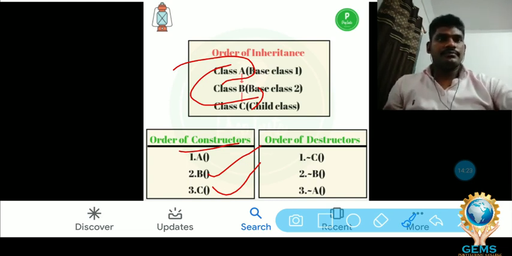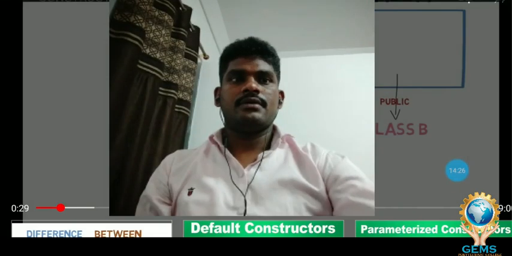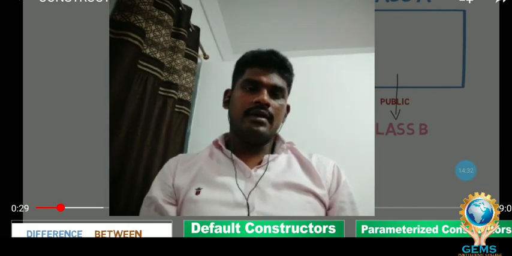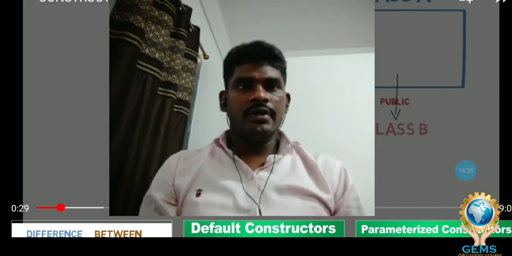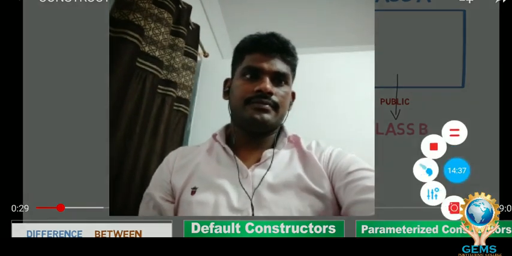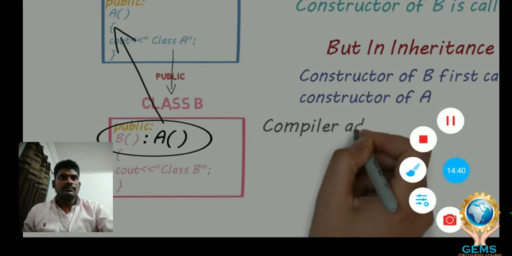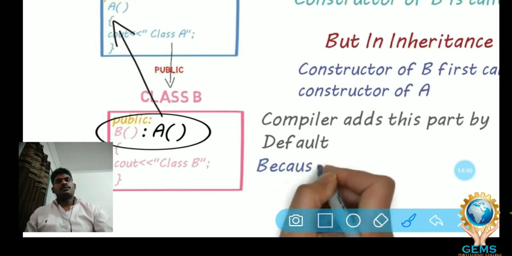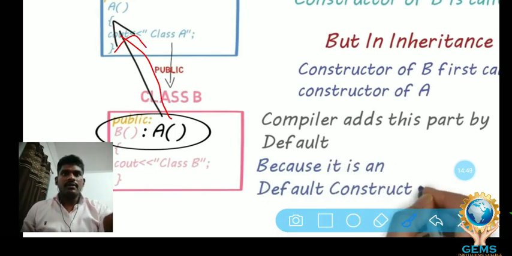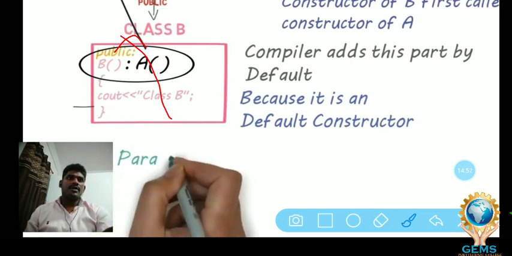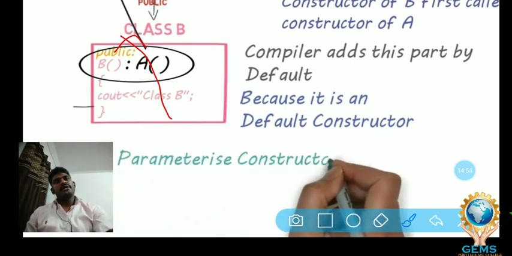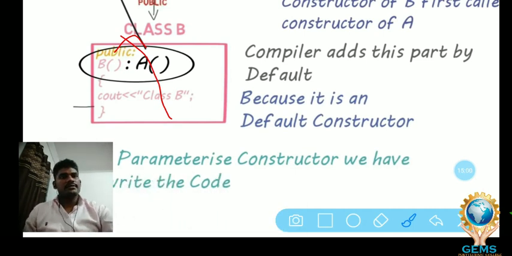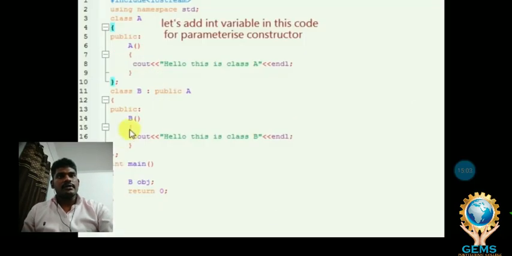We will understand this concept clearly and in detail using animation. Look here. Look at this arrow. B is calling the constructor of A. That's why the base class constructor is executed first. This is called the order of constructors.